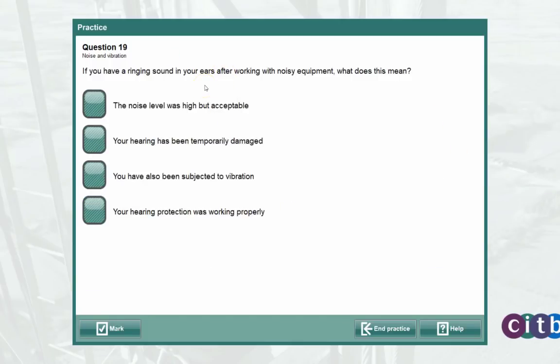If you have a ringing sound in your ears after working with noisy equipment, what does this mean? The noise level was high but acceptable. Your hearing has been temporarily damaged. You have also been subjected to vibration. Your hearing protection was working properly.